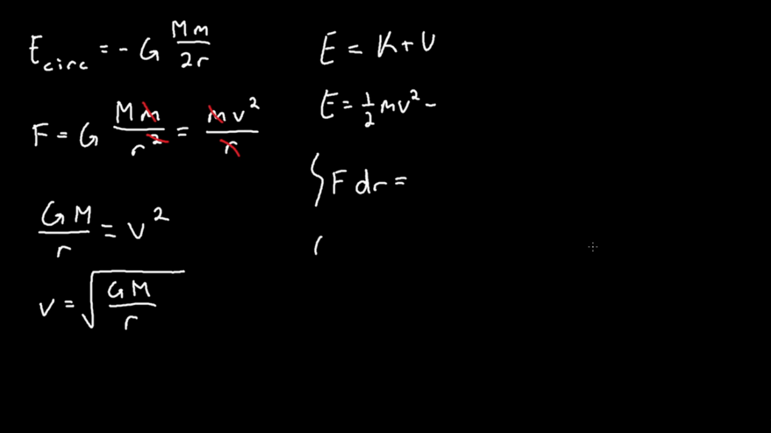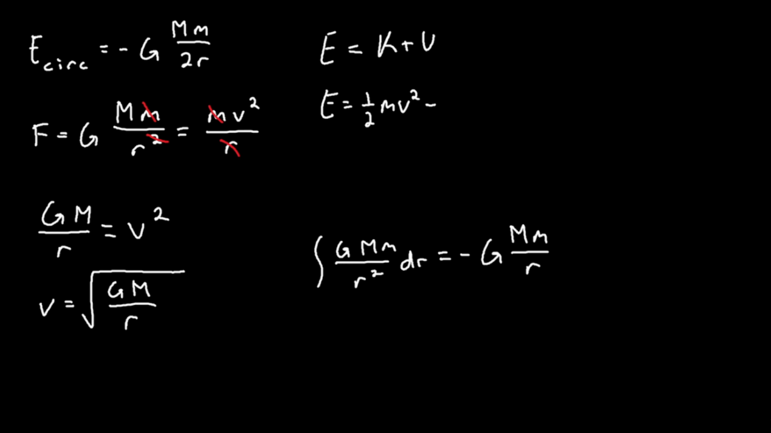So if you take the integral of the universal law of gravitation with respect to distance, or r, you get negative G big M little m over r. Correct? Well, if you add the potential and kinetic, you get your kinetic energy minus, because you have a negative in your energy, G big M times little m over r.